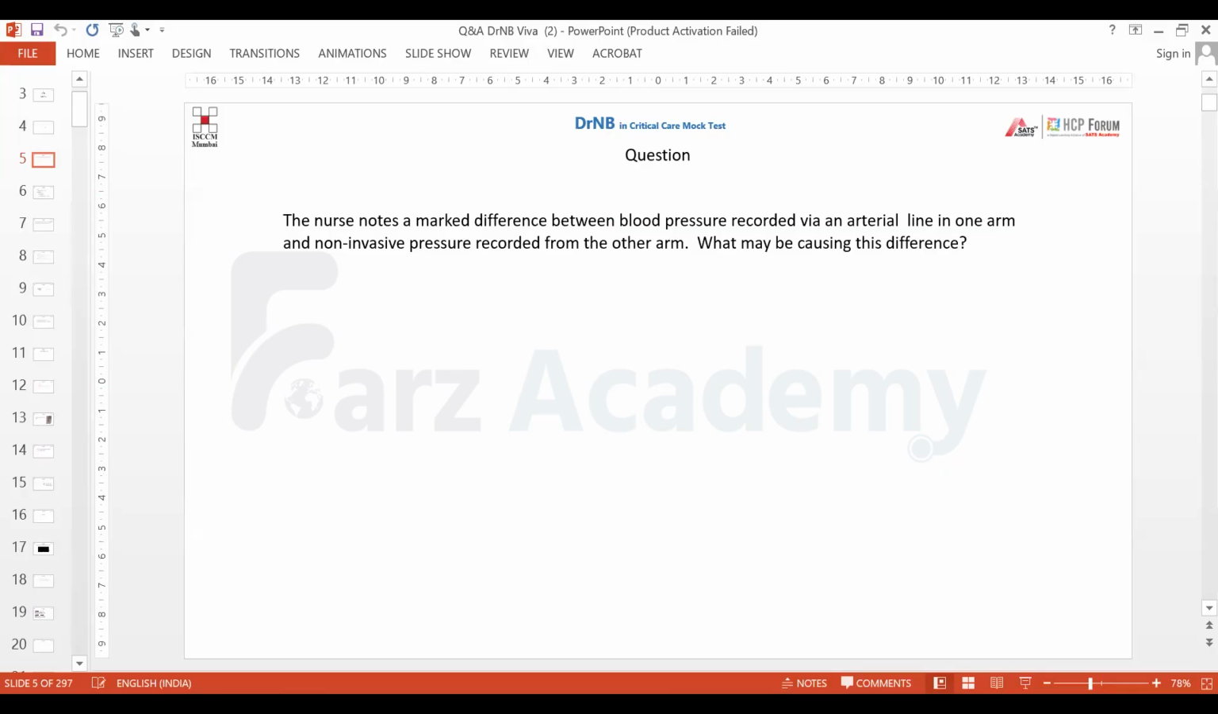The nurse notes a marked difference between the blood pressure recorded by our arterial line in one arm and non-invasive pressure recorded from the other arm. What may be the causes? What may be causing this difference?